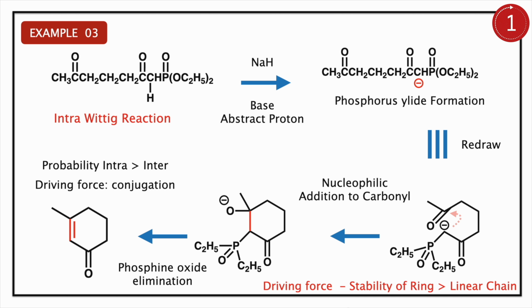So the new carbon-carbon bond forms. Phosphine oxide removes itself. You have alkene formation. Another driving force for the reaction is conjugation. So there are multiple driving forces, and the probability of intra is better than inter. This drives the final product. So you should always be vigilant about which functional group is present and what reaction is possible.